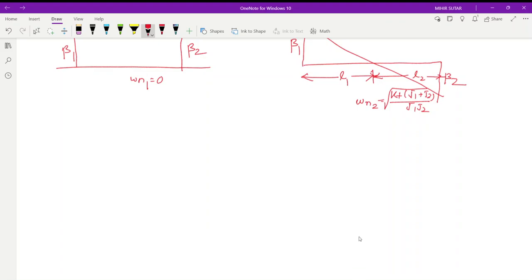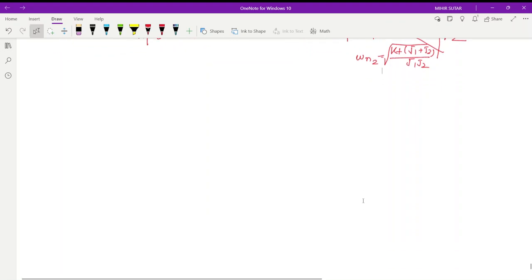So in this lecture, we'll go for few examples, how to solve examples on 2 degree of freedom system. So let us start with the first example.